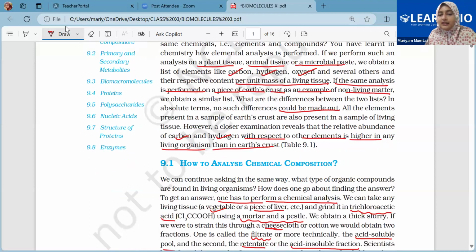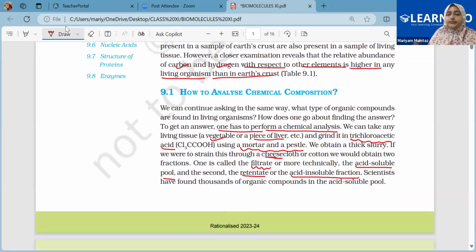Now, how to analyze chemical composition? We can continue asking in the same way what type of organic compounds are found in living organisms. How does one go about finding the answer? To get an answer, one has to perform a chemical analysis. We can take any living tissue that is either a vegetable or a piece of a liver for animal tissue and grind it in trichloroacetic acid using a mortar and pestle. We obtain a thick slurry.